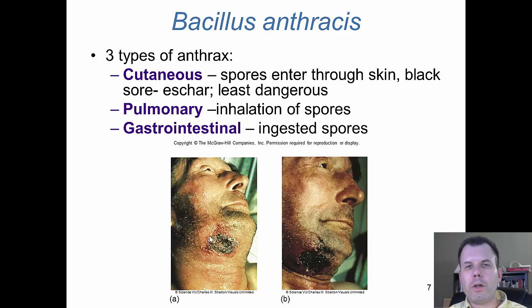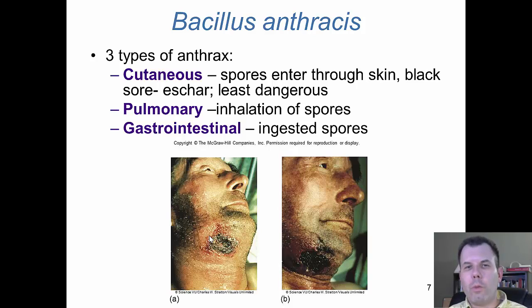Like I said, the pulmonary one is the worst of all three. This is the one that could actually lead to serious consequences, and you could die from that type of interaction with the bacteria, with the toxin in that as well. So that's a serious one. The problem with pulmonary is a lot of times once you start to see symptoms, it's too late to treat, and that's the scary thing.